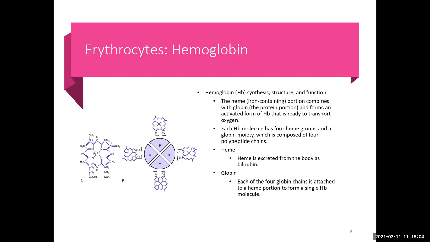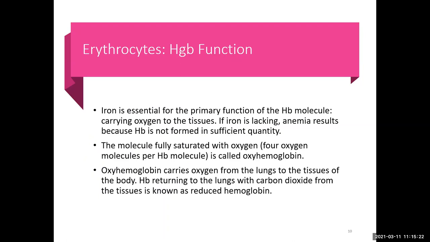And so those combine together with the heme molecules and the globin, and you have the four globins. And when all of that combines together, along with the iron, that gives you your hemoglobin. The iron is essential for the primary function of the hemoglobin molecule, which again is to carry oxygen. So it's very important to understand that that's its purpose.